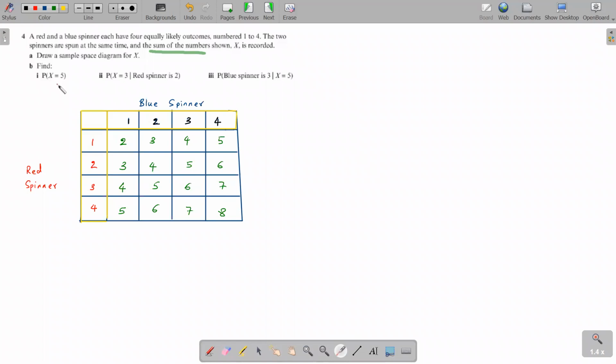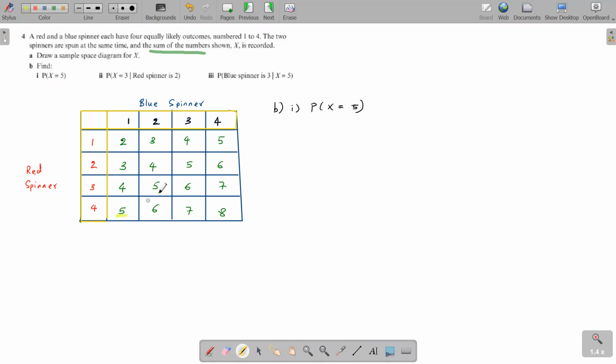All right, so part B, Roman number 1, they are asking you to find the probability that x equals 5. Let's look at this table and check how many positions there are where x is equal to 5. These are the x outcomes, the ones I have written in green. How many outcomes are there that give us 5?